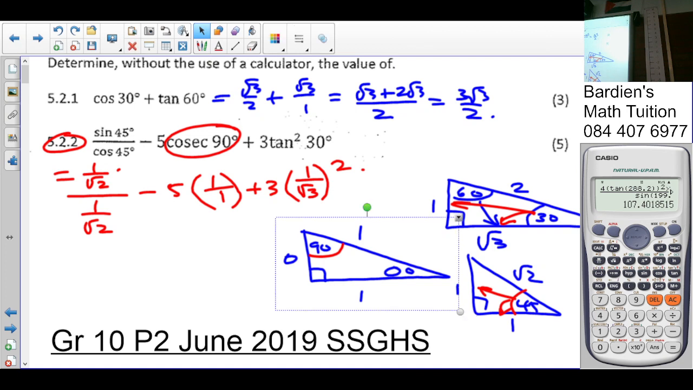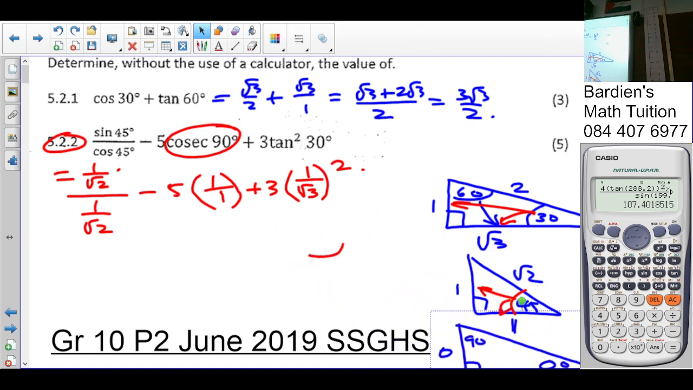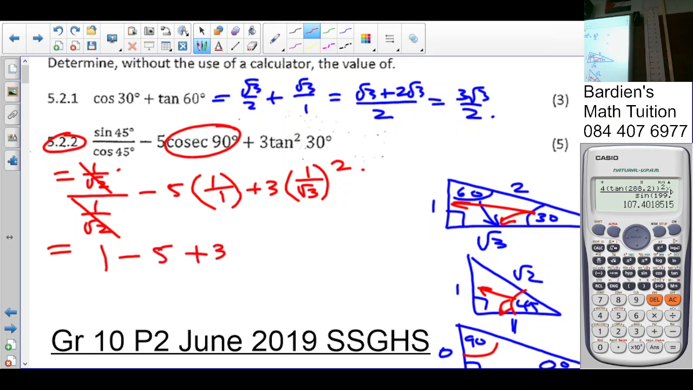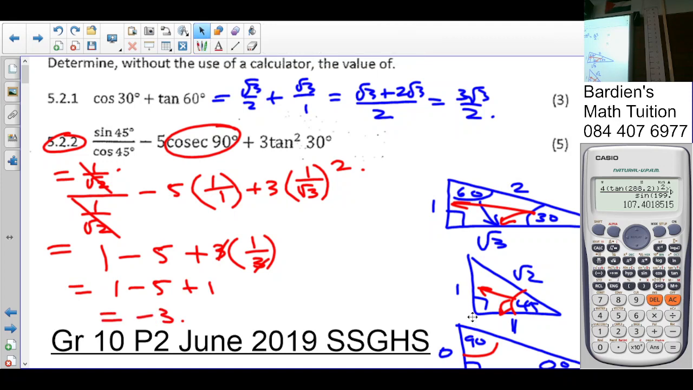Okay. So that now simplifies into 1 over root 2 and 1 over root 2 gives you 1, minus 5 times 1 is 5, plus 3 times 1 squared is 1, the square root of 3 squared is 3. That cancels, leaves you at 1 minus 5 plus 1, which is negative. Okay.